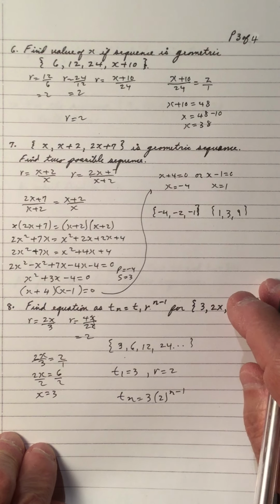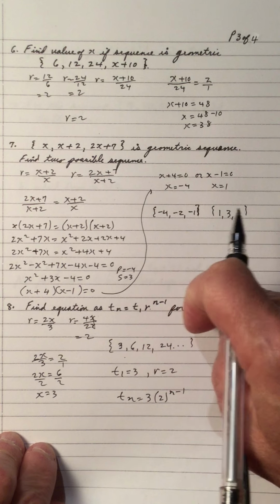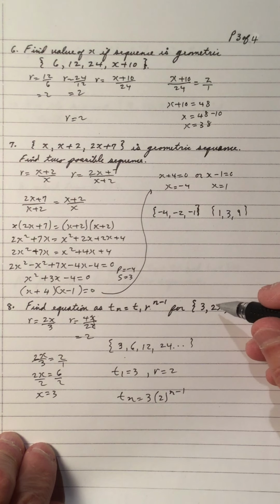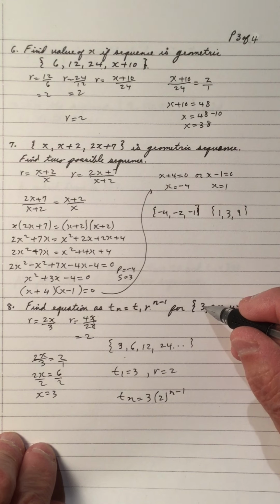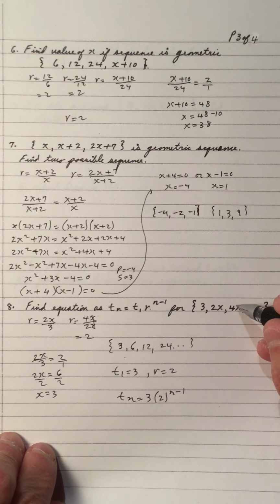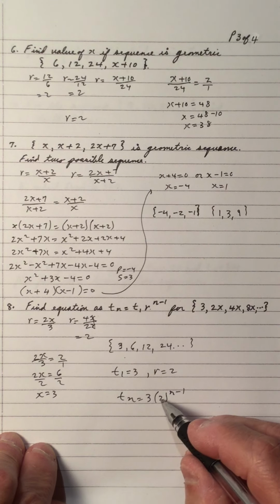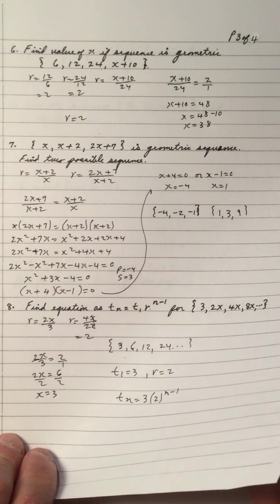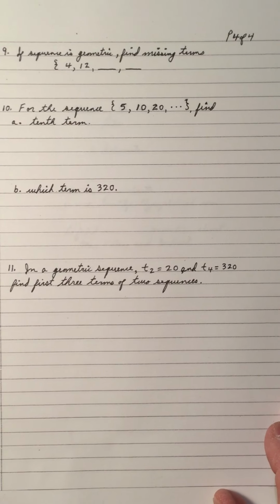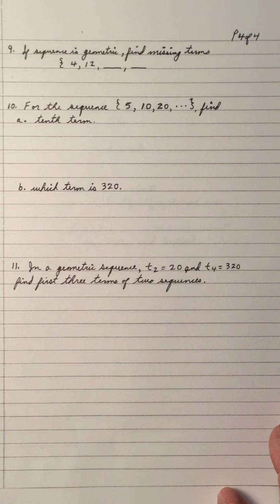Notice we had to find the value of x first, and plug it in, but we really didn't, because you notice that this is being doubled here. So the first term is 3, and it's being doubled, so the ratio is 2. So there's the equation without going through all this. And we have a couple more to do.